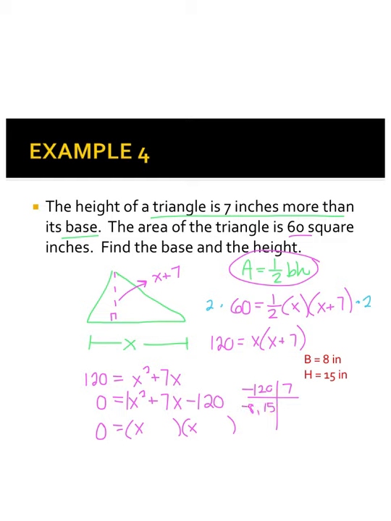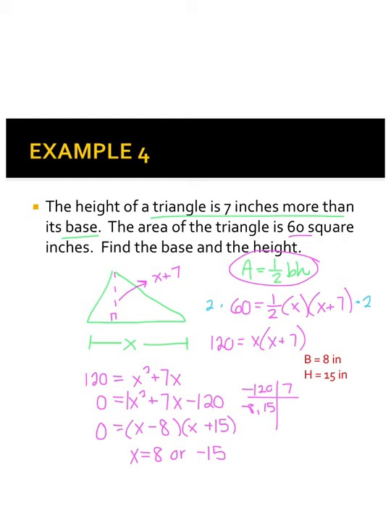The 8. How do I know that? Because it has to add up to positive 7. So this factor should be x minus 8, x plus 15. Using the zero product property, I get x is equal to 8, or x is going to equal, from the second parenthesis, negative 15.